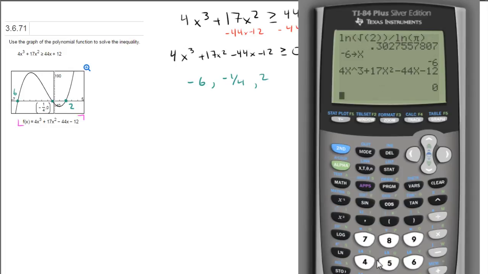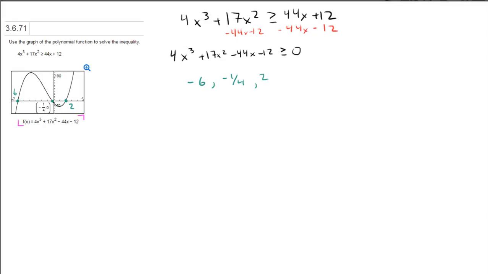And then I'm going to take 2. I'm going to store that as x, and do the same entry again. And that's 0. I've just confirmed that those are indeed the boundary points. That's where it's 0. That's where it switches from positive to negative.